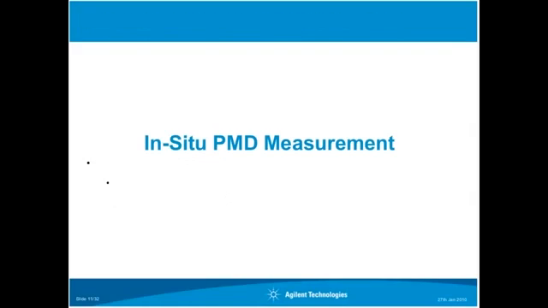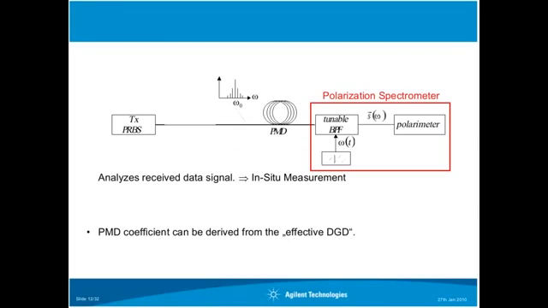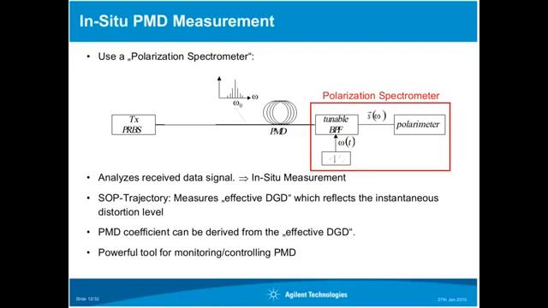So I'm going to show you how that works at the moment. The basic approach is we are using a polarization spectrometer. So what is that? You don't have to fully understand how that works. You can just remember that a PMD link is sort of manipulating the polarization state of your transmitted signal, and PMD is changing the spectral properties of your polarization state.